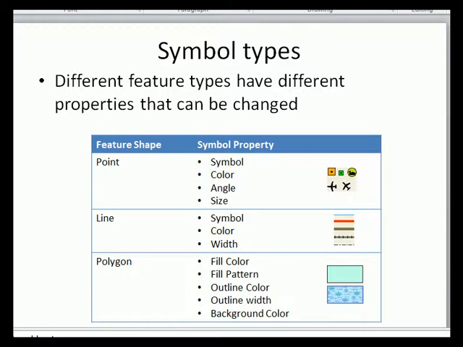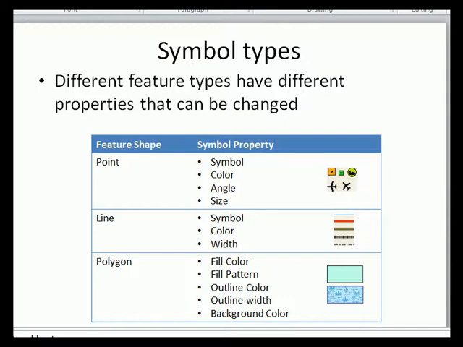Here you can see some different symbol types that we use to map different types of features. So properties of features can be changed to create symbology. For points, we'll often change the symbol or the color, angle, and size. These are all what we refer to as symbol properties or visual properties, the things that we can change about them to help distinguish between different points that mean different things.